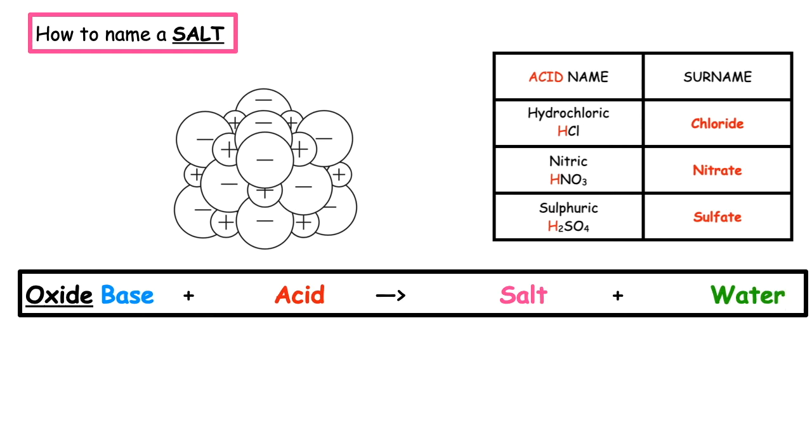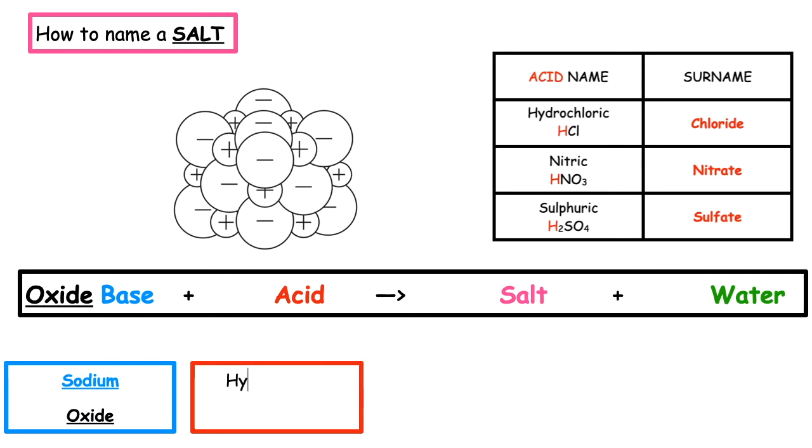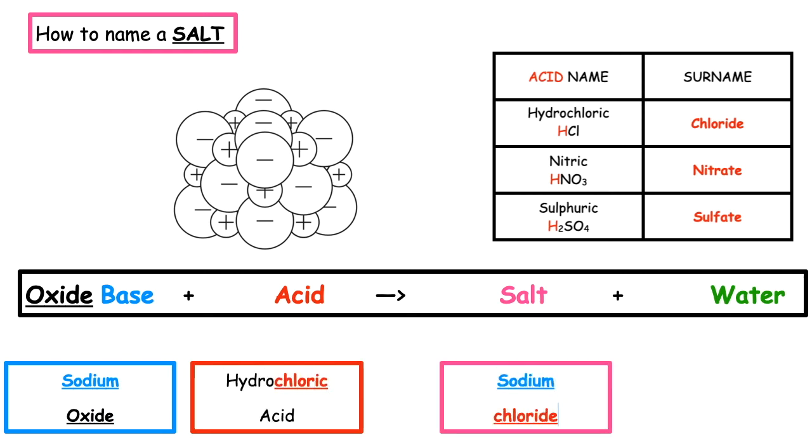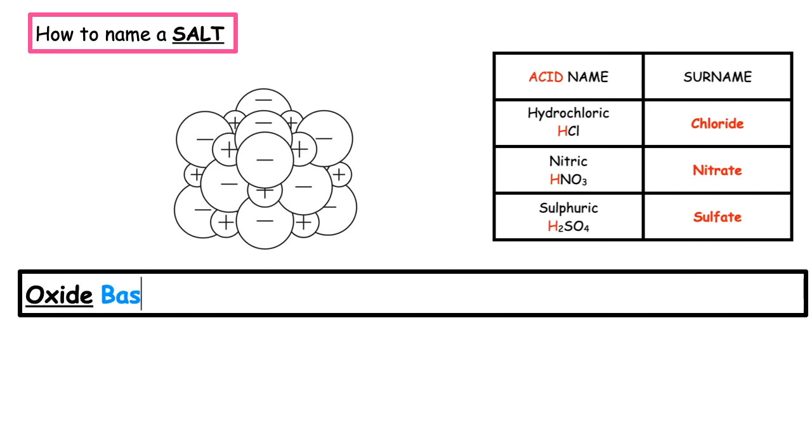So here's an example. If we take an oxide base, such as sodium oxide, react it with hydrochloric acid, we would produce sodium chloride. The first part of the name comes from the metal in the base, and the second part of the name comes from the surname of the salt, and we'd always form water.